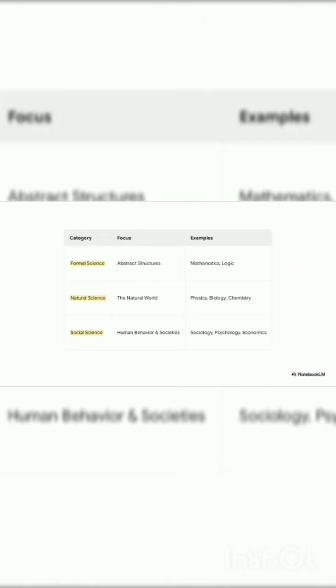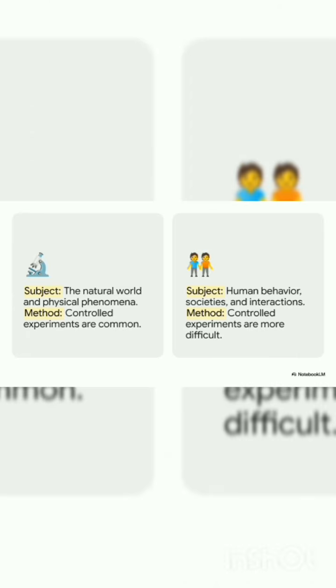Okay, but what kind of science are we talking about here? I mean, science isn't just one thing, right? You've got the formal sciences, like math and logic, all abstract stuff. Then you have the natural sciences, physics, biology, studying the physical world. Sociology fits into this third really cool category, the social sciences. This is where we turn the scientific lens back on ourselves, on our behavior, our interactions, and the societies we build.